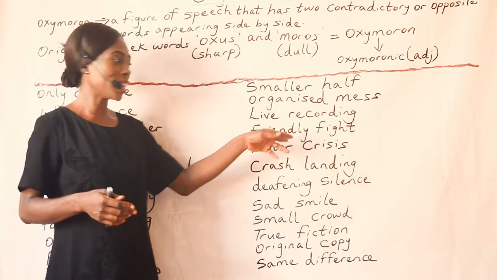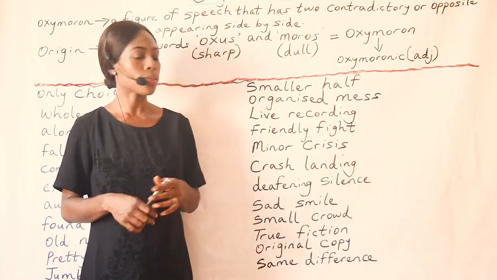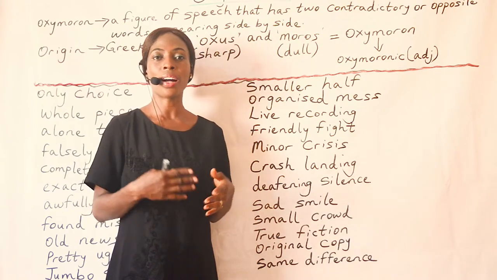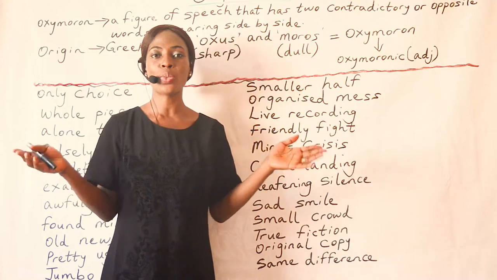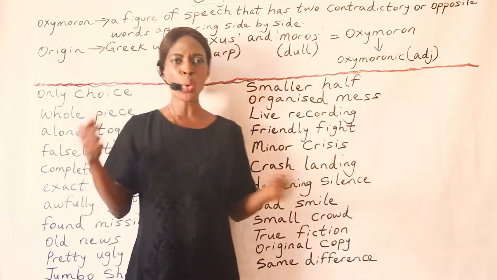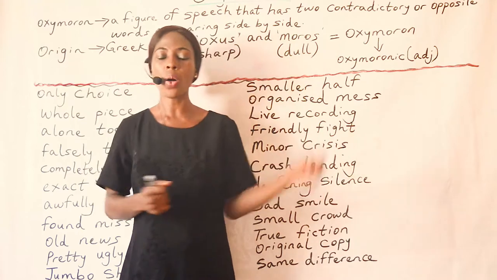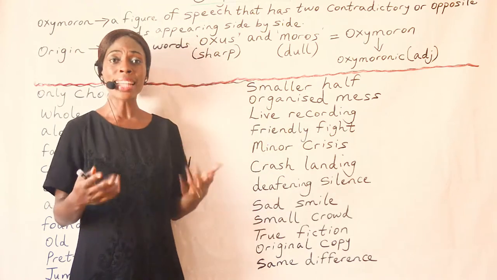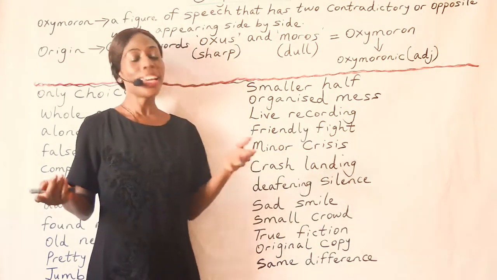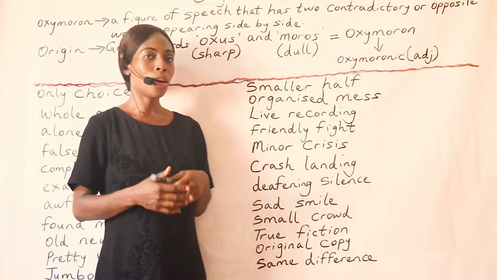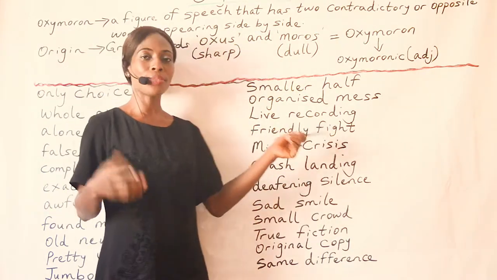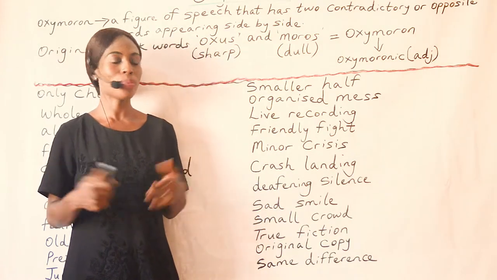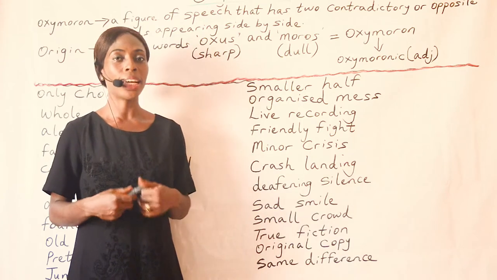Okay, we have this next one, friendly fight. Friends don't fight. So friendly means you have a friend, you're not quarreling, you are playing together, doing everything together. Then fight, you're quarreling, you are fighting, you are insulting each other. Now, friendly fight. How can you have a friendly fight? It's either you are friends or you're fighting. It's either your friends or your enemies, so you choose one. But we have a phrase, friendly fight, a figure of speech. It's oxymoronic, and that's why English is a funny language.